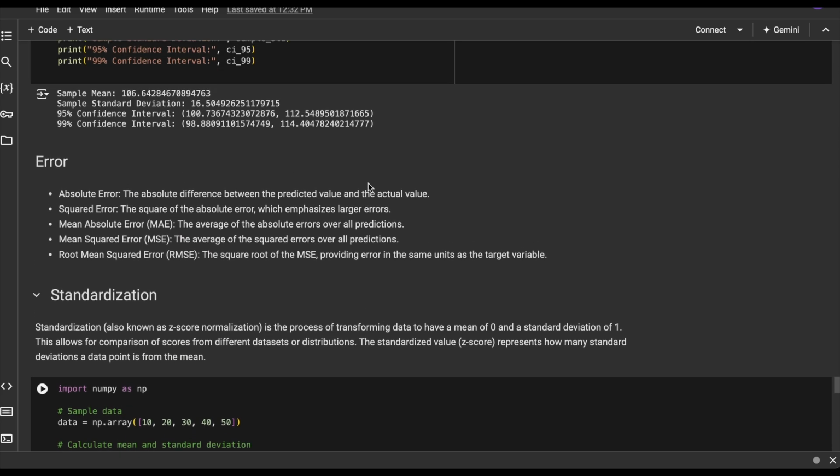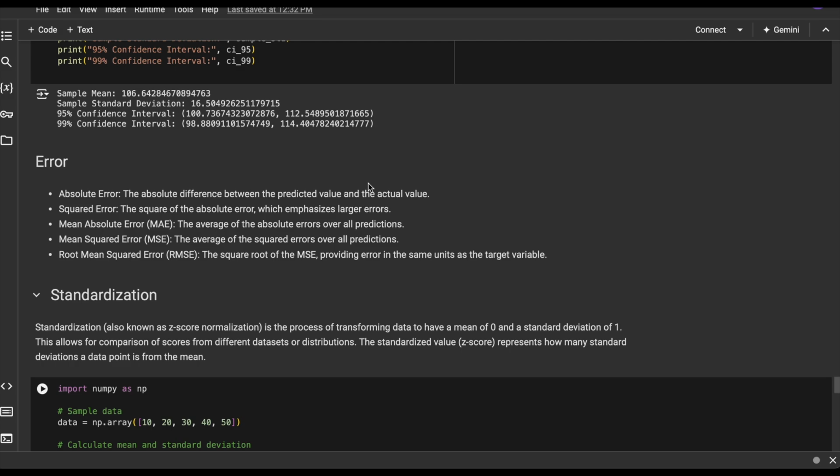Next we have the errors: absolute error, squared error, mean absolute error, mean squared error, and root mean squared error. These are the ones we use most often in machine learning to see whether models are predicting well or not. If these values are low, the model is predicting very well; if they are high, it's not predicting well. We will discuss this later in the next videos on machine learning.